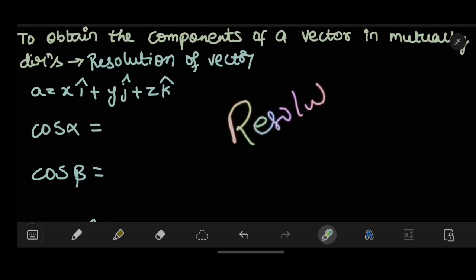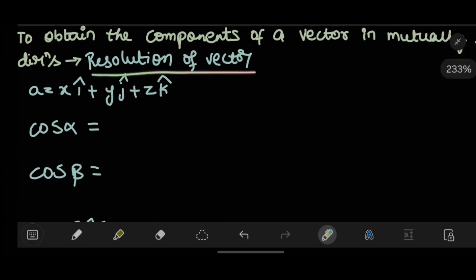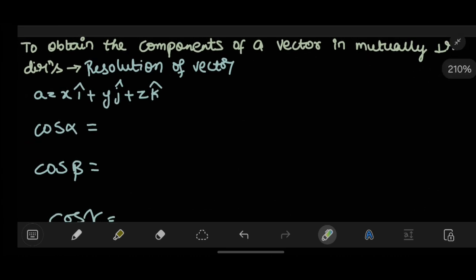Resolution was simply to know the projection in some particular direction, right? But to obtain the components of a vector in mutually perpendicular directions is resolution. Components can be in any direction, but for resolution they should be in mutually perpendicular directions. Very important point: mutually perpendicular directions.